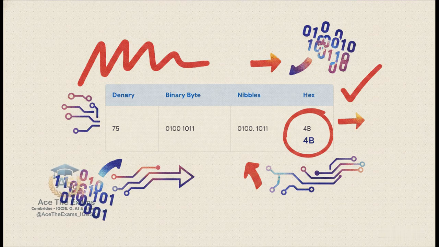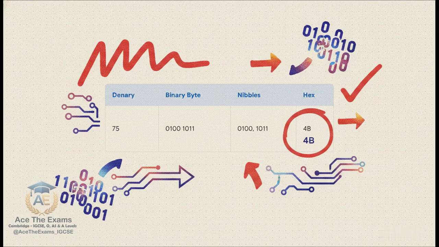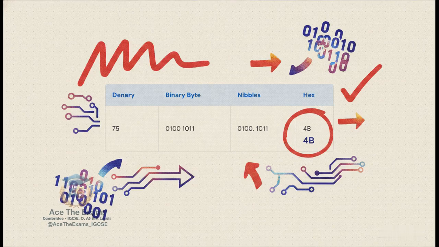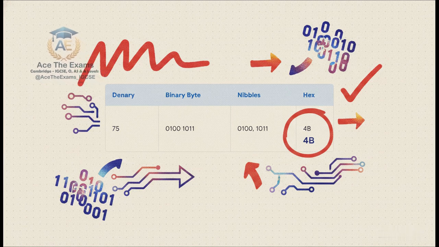Now, what's really interesting about this slide is seeing exactly how a top-tier paper looks when the examiner's red pen comes out. To get 75, we need the 64, 8, 2, and 1 bits turned on. So our binary byte is 01001011. We split that into two nibbles, 0100 and 1011. The 0100 translates to the number 4 in hex. The 1011 translates to 11 in Denary, which of course is the letter B in hex. Combine them and you get 4B.